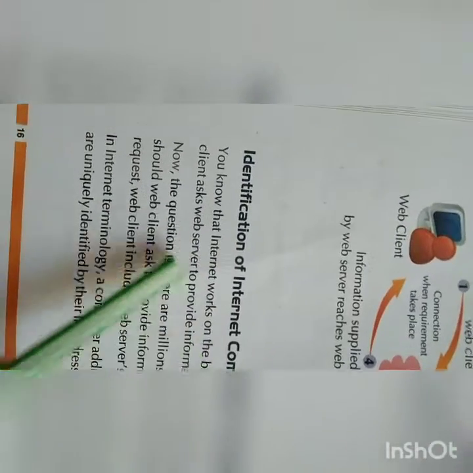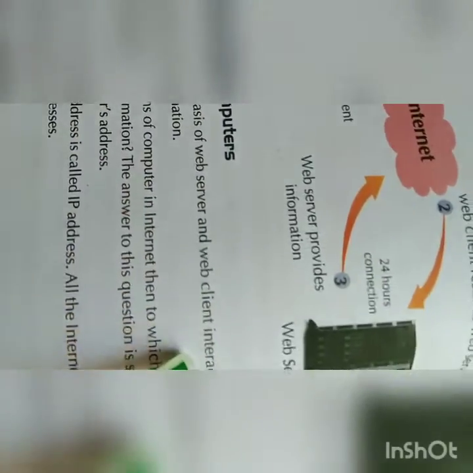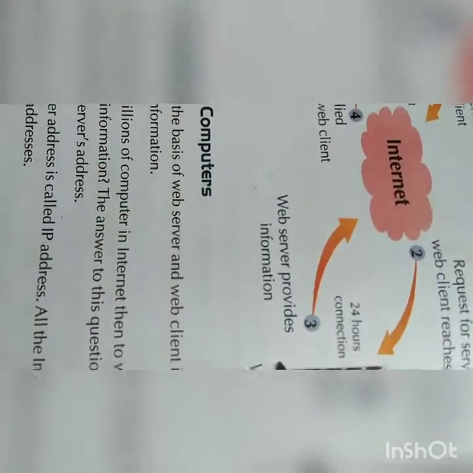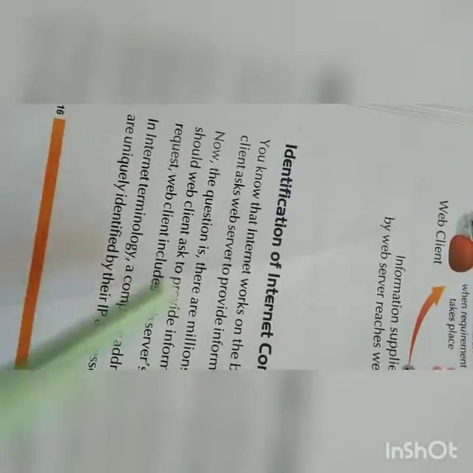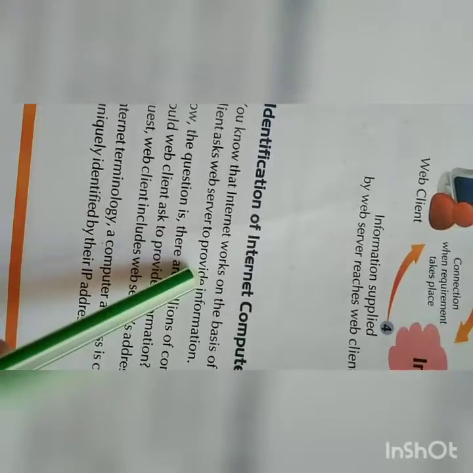Now, identification of internet computers. How do you come to know whether the information you get is correct or not? First of all, you know that the internet works on the basis of web server and web client interaction. Keep in mind that only with the help of these two connections can you take proper information. Next, the web client asks the web server to provide information. You ask from the web server.